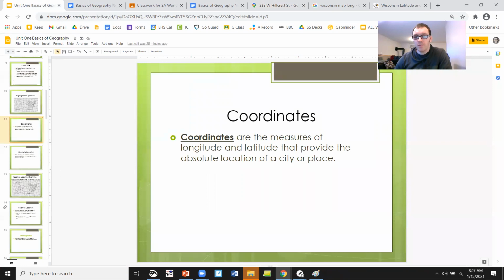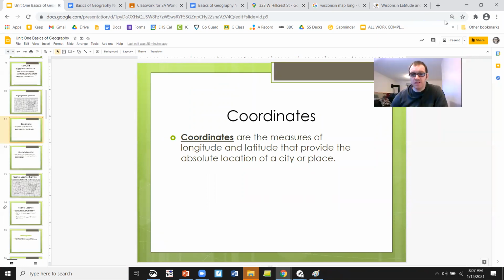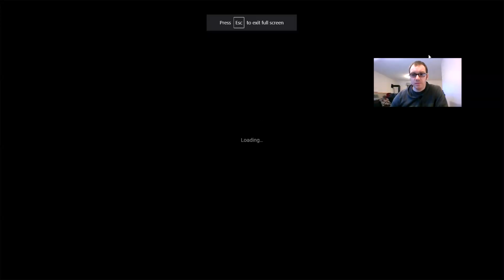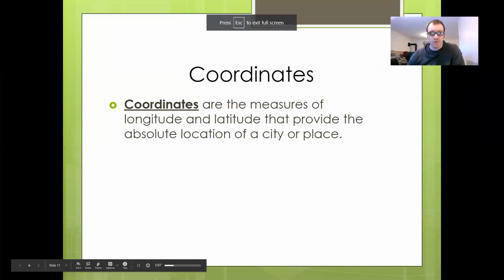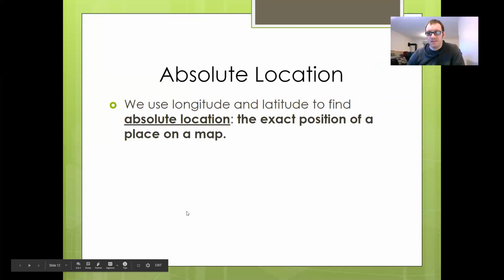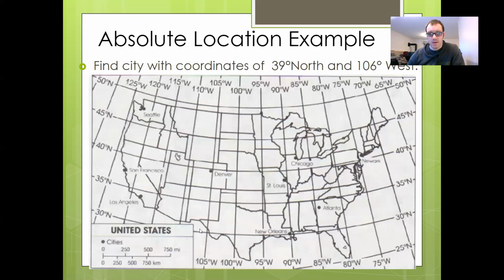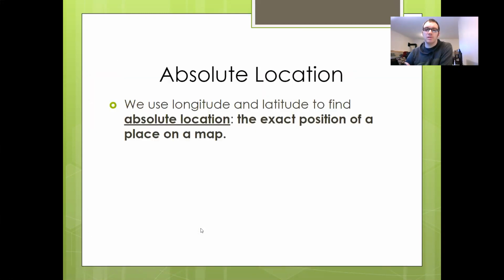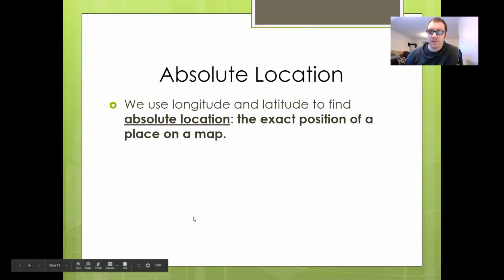So when we're talking about coordinates, we're talking about this idea of absolute location, which is your next note, the exact position of a place on a map. And usually with absolute location, we use coordinates, or maybe we use street addresses. It's not as good, but it's pretty close. But absolute is like knowing exactly where you want to be.